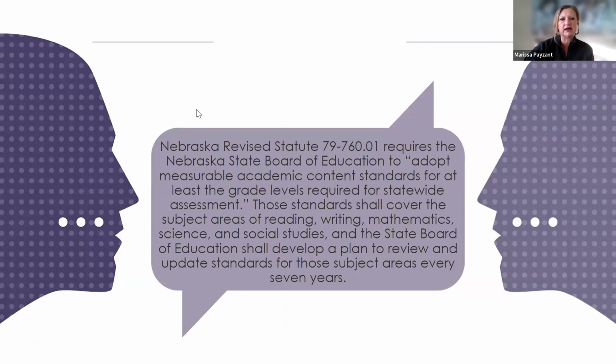I'll start here with some language regarding our Nebraska revised statute. I won't read all the numbers there, but in the state of Nebraska, our state board is required to adopt measurable academic content standards for at least those grade levels that are required for statewide assessment. We provide content area standards in all of the areas, including career and technical education, certainly the assessed areas: reading, writing, mathematics, science, and social studies. At the end of the 7-year cycle, the product is the revised standards for the content area. We review all of those subject area standards and make necessary adjustments or revisions. And as I mentioned in the previous slide, we're at that point where the board has approved them. We've gone through that process.